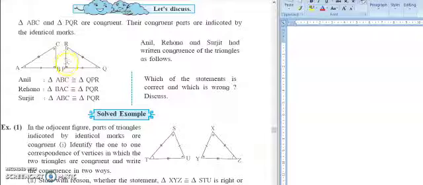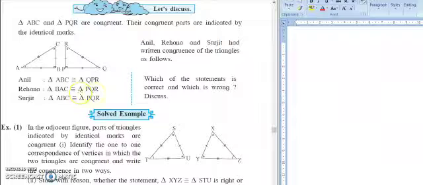So both these segments are congruent. So all the 3 sides of these 2 triangles are congruent. Now let us see the angle. First angle is angle B. It should be congruent to this angle P. So this angle B is indicated by this and this angle P is indicated by this. So both these angles are also congruent.